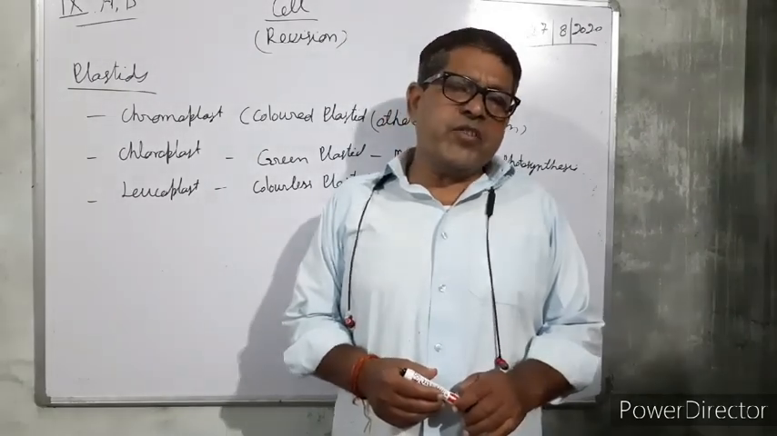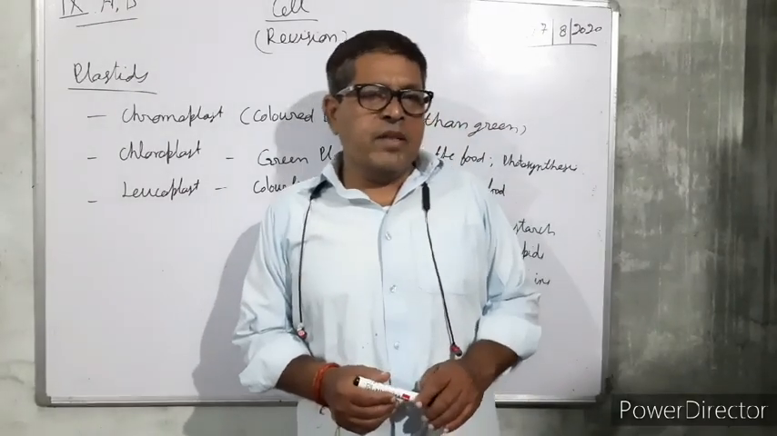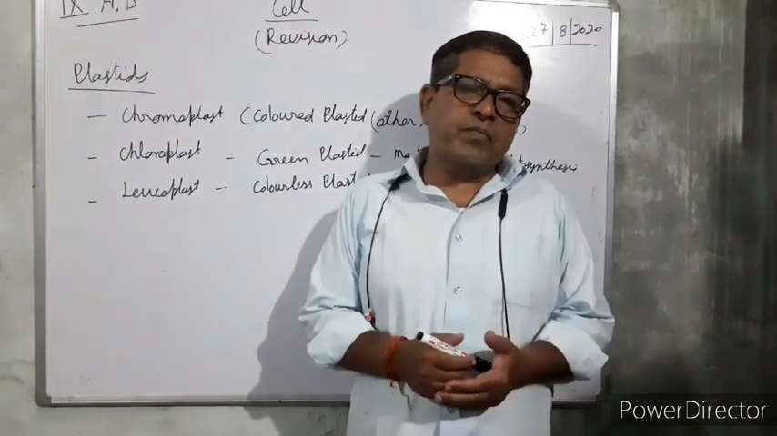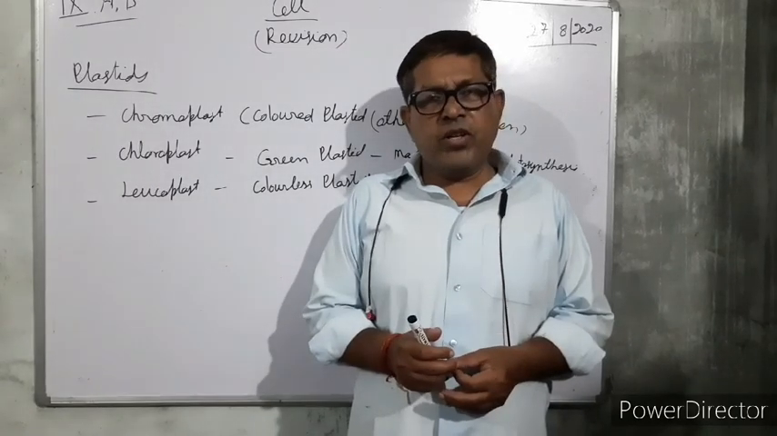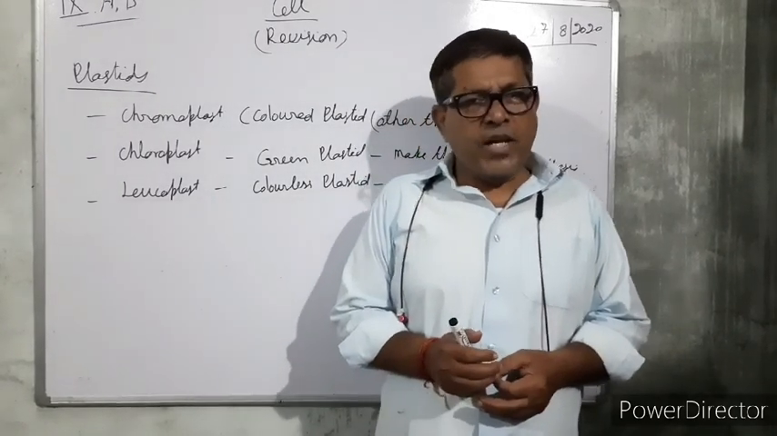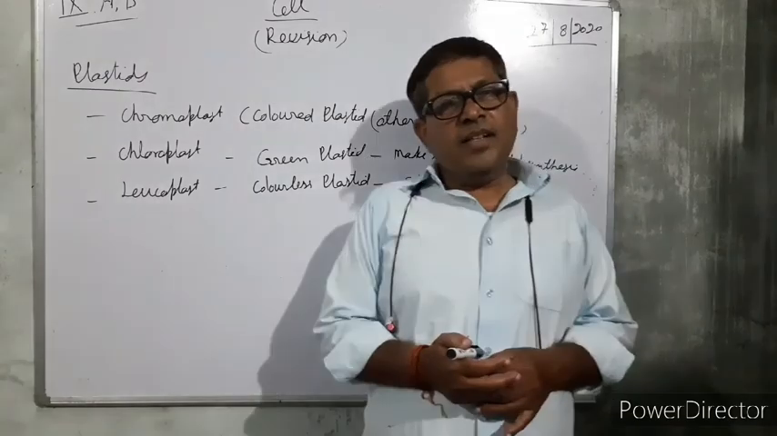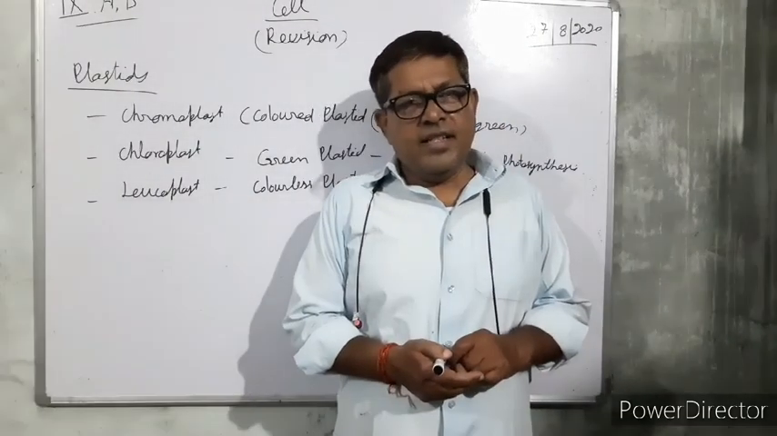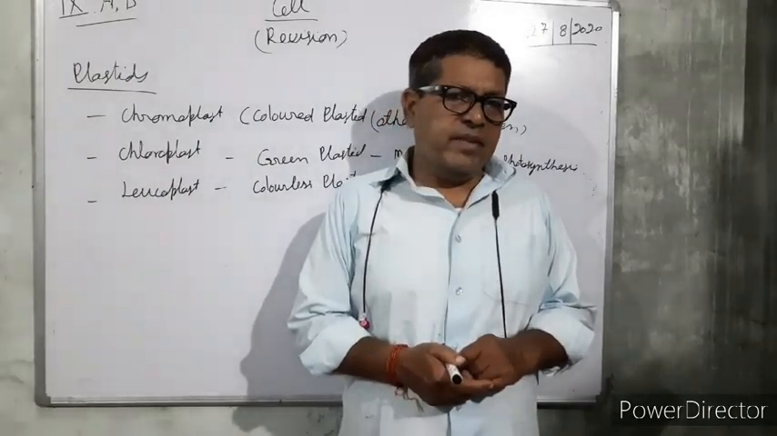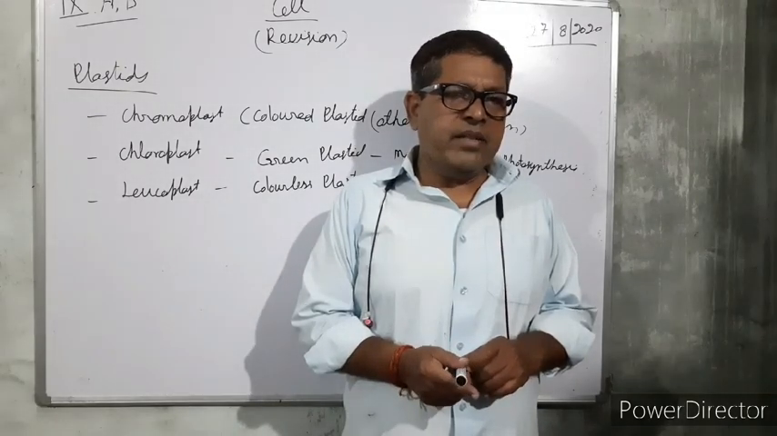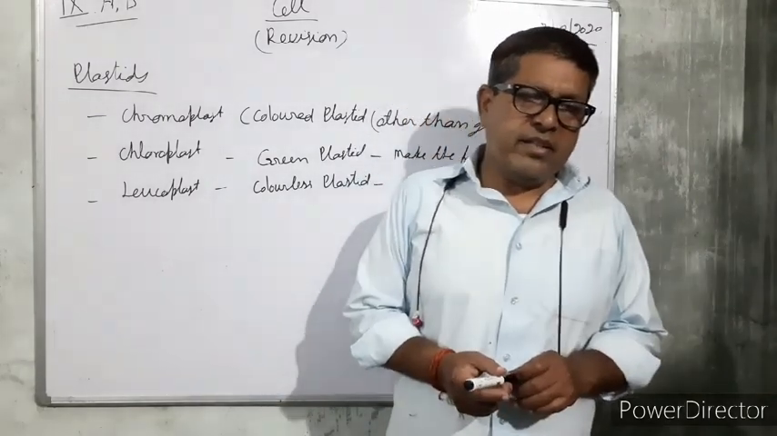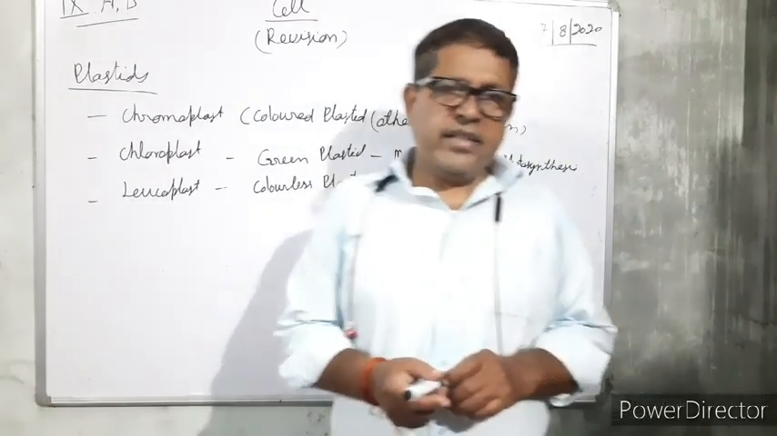One more peculiar feature: I asked the question, name the two cellular organelles having extranuclear DNA. So plastids and mitochondria, these are the two cellular organelles having extranuclear DNA.